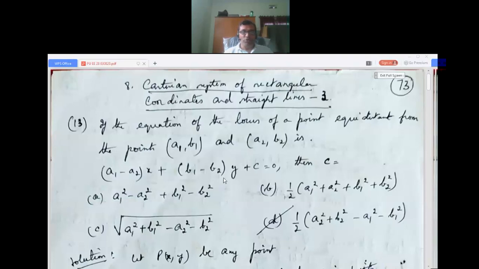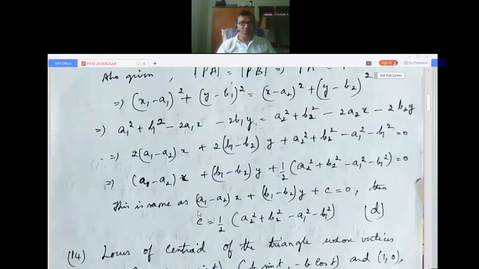The question is about the equation of the locus. Locus means the path traced by a moving point under certain geometric condition. So the locus of a point equidistant from the points a1, b1 and a2, b2 is given to be this equation, a1 minus a2 of x plus b1 minus b2 of y plus c equals 0. Then the value of c is?